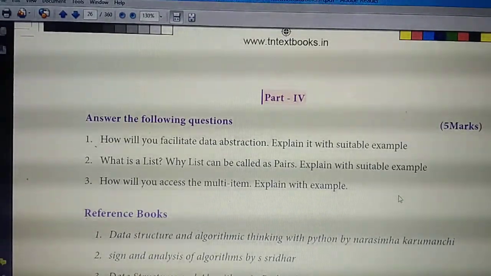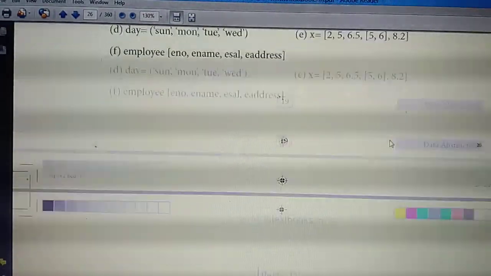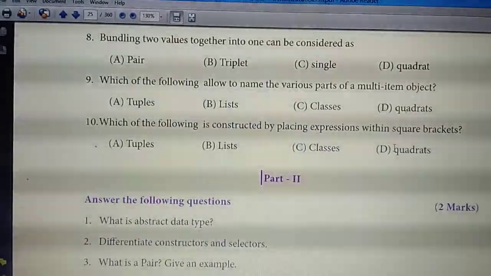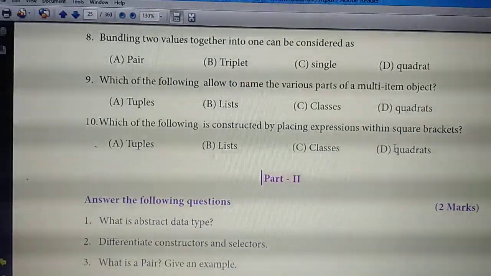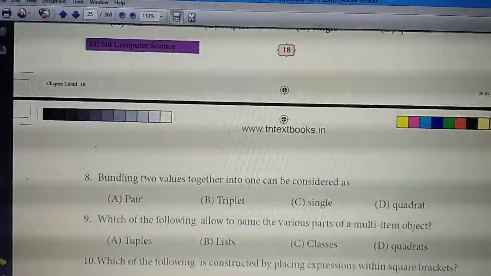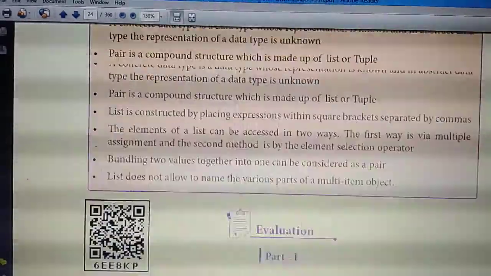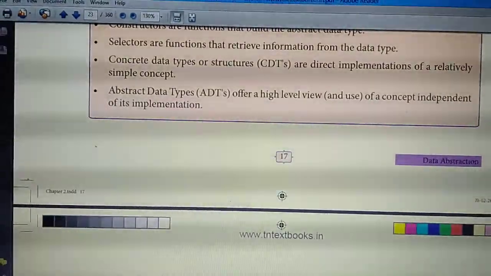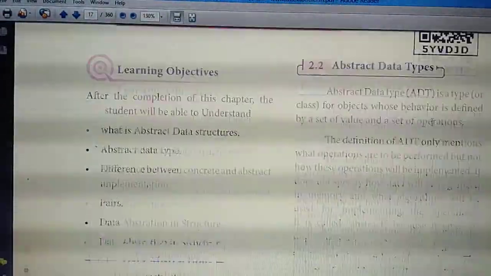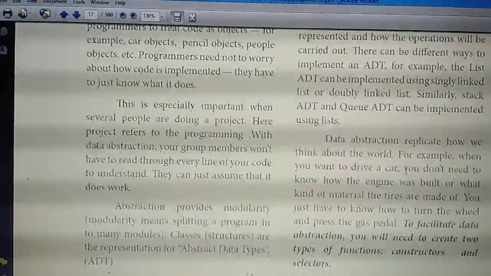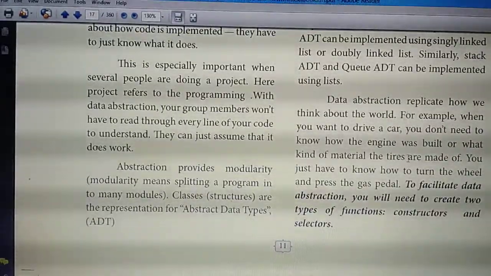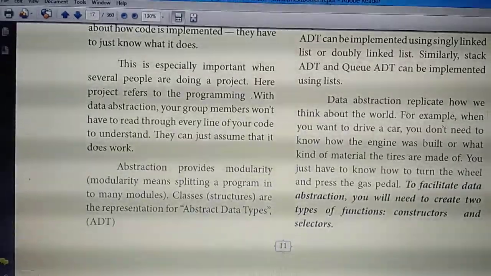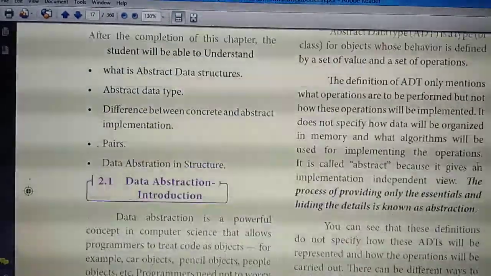First we can mark the 2 mark questions. So all of you take page number 11 in your textbook. So first question is define abstract data type. Page number 11.